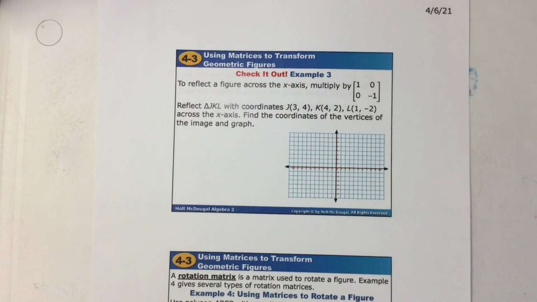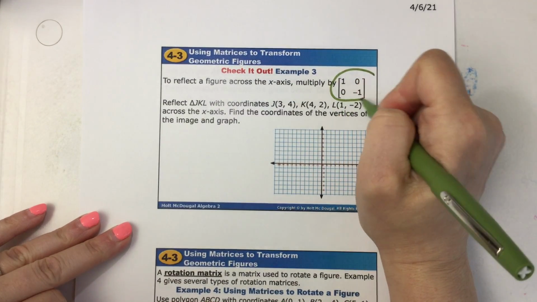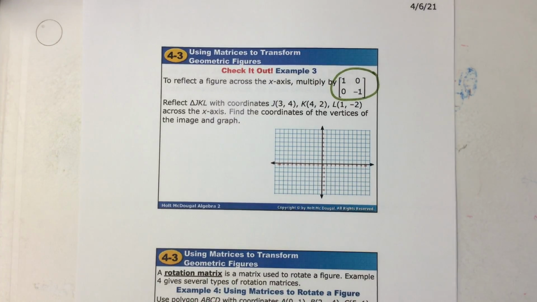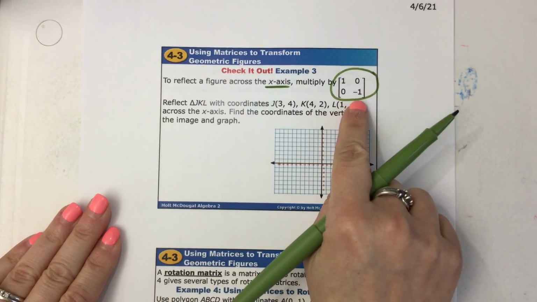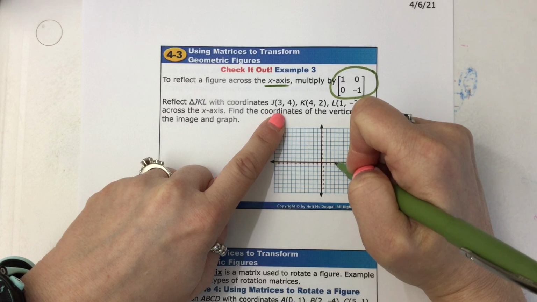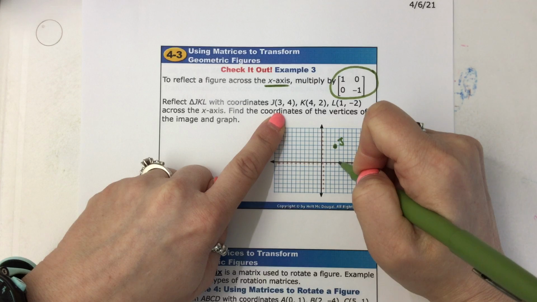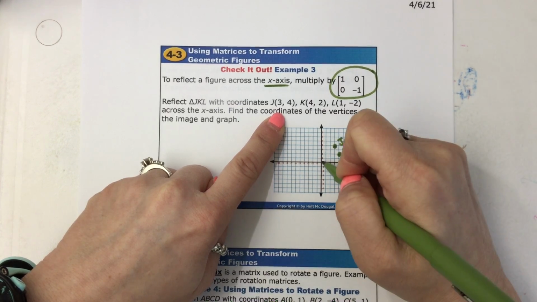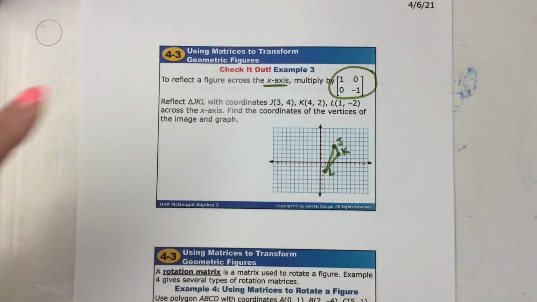Okay, if you want to reflect something over the x, this is the matrix you're going to multiply by. So again, as you're doing your assignment, you need to keep your notes by you. If you want to know how to reflect over the y, that was on the previous page. If you are reflecting over the x, this is the matrix you use. Okay, so let's start off by graphing our original shape, 3, 4, that is J. K is 4, 2. L is 1, negative 2. So we have our shape.